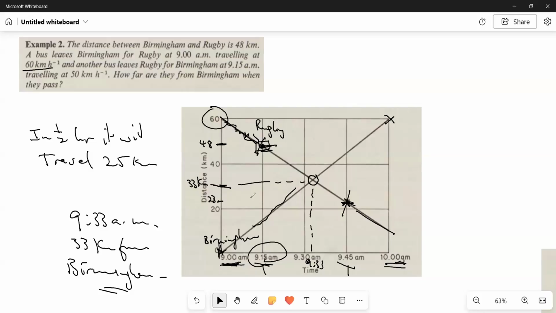The detail is not very clear on this graph, but as I said, if I am to give you something like this, I'm going to give you a graph with sufficient details that you can read off that point accurately. Fair enough? Fair enough. Yeah.